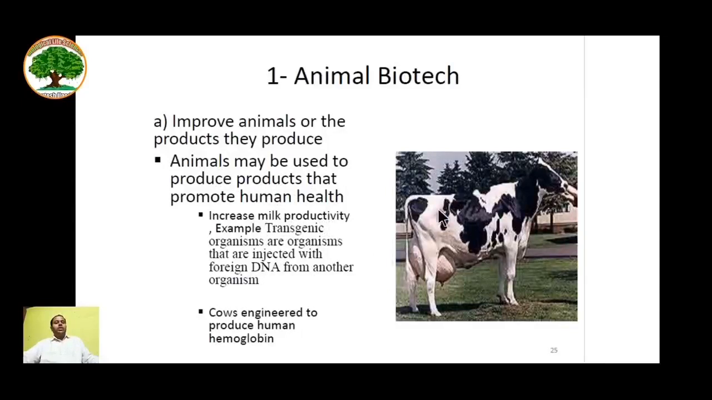These cows are genetically engineered to increase their milk-producing ability, and they are transferred with the gene of high milk yielding varieties. So low milk yielding varieties are also able to produce lots of milk, and they are also engineered to produce human hemoglobin inside the milk. So this is a breakthrough, isn't it?